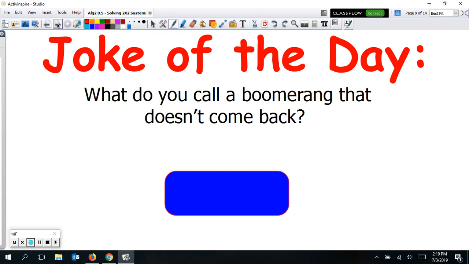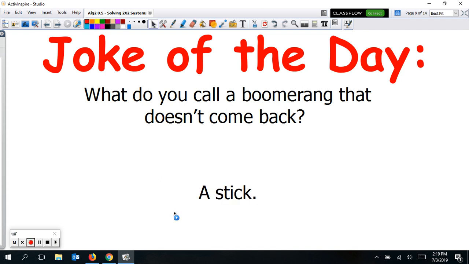Here it is. What do you call a boomerang that doesn't come back? A boomerang that doesn't come back, that's a stick. You call it a stick.